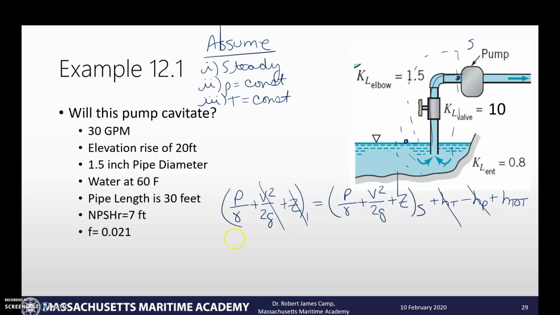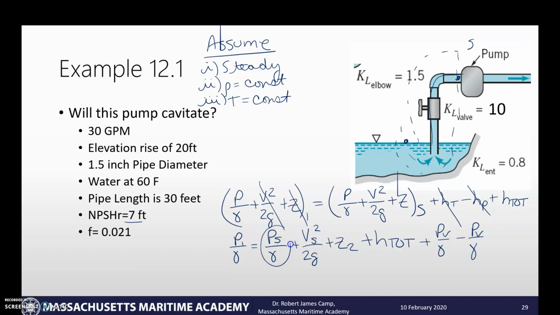So now looking at that, we're left with pressure over gamma at 1 is equal to pressure on the suction side plus the velocity on the suction side plus the height on the suction side plus the total head loss. Now I want to calculate what the net positive suction head available is, because I need to have more net positive suction head available than 7 feet. If I'm under 7 feet, this is going to cavitate. I'm going to add the vapor pressure head. I'm going to subtract the vapor pressure head. Now by doing that, I can take these three terms here and turn that into net positive suction head available.